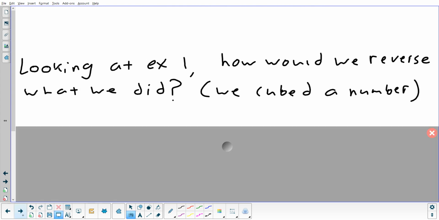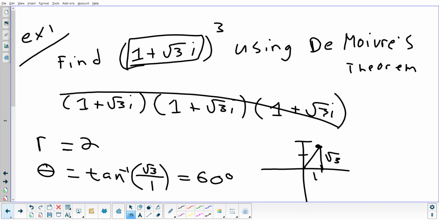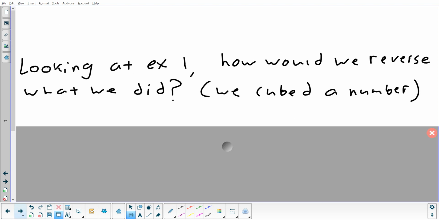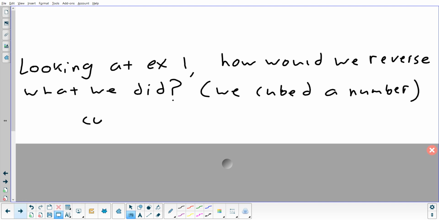Now, think back about example 1 for a second. In example 1, we took something and cubed it. How would you undo that? If you took a number and you cubed it and you wanted to change it back to what it was originally. Yep, you would cube root it. Okay, so in this case, cube root. That's how you undo cubing.